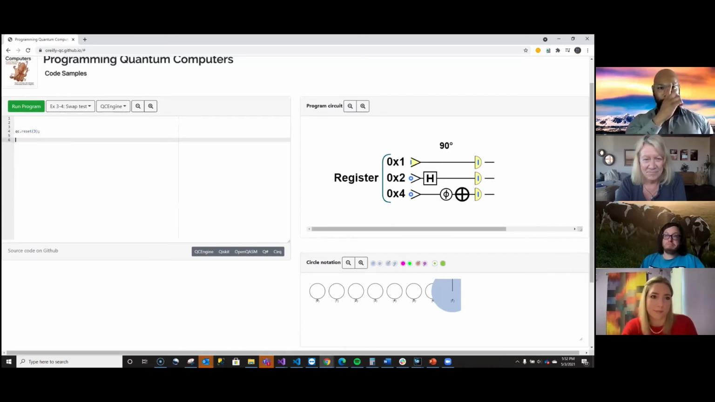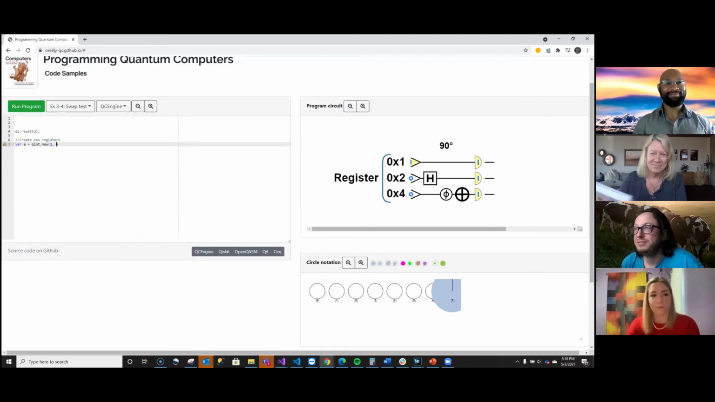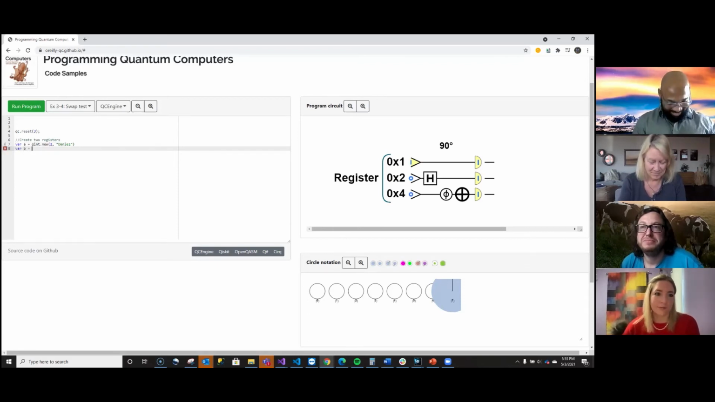So right now, I'd like to create 2 registers. How do I do that, Daniel? Variable A equals qint.new, I think, and then parenthesis, how many qubits you want. How many qubits do you want? Oh, I already put 2. And then a name. Thank you, Daniel. Since this would be cheating if I were to ask someone else for the same thing, I'll just keep someone else on their toes for the next question.